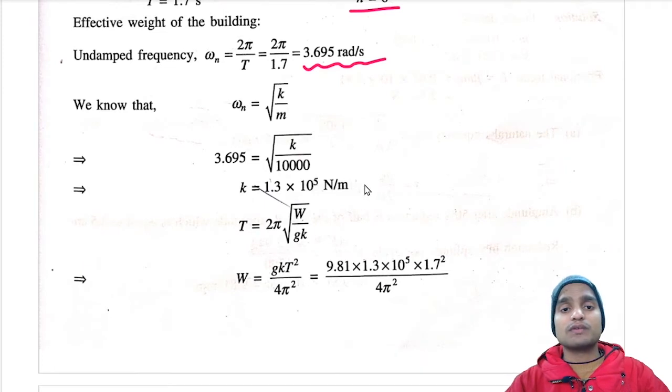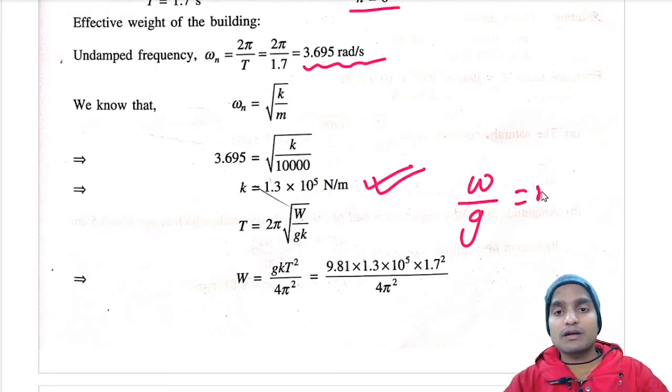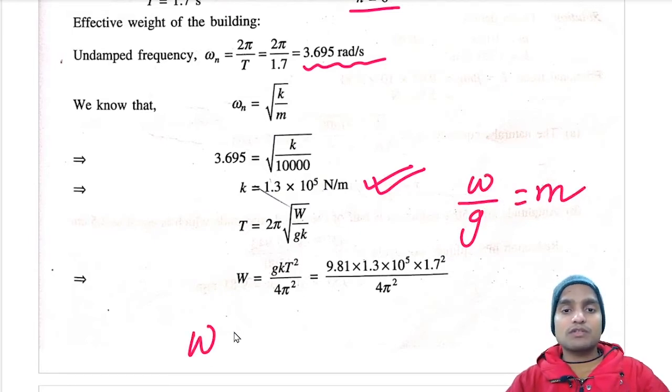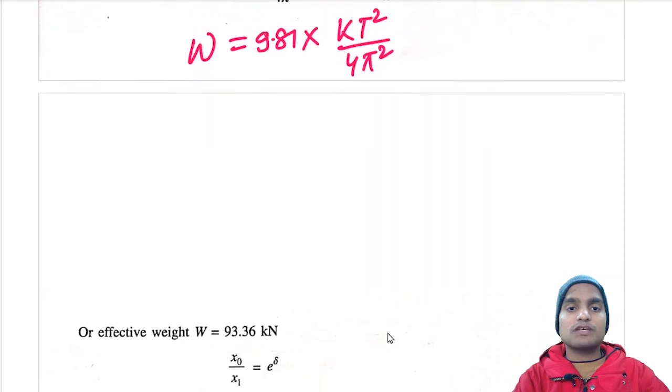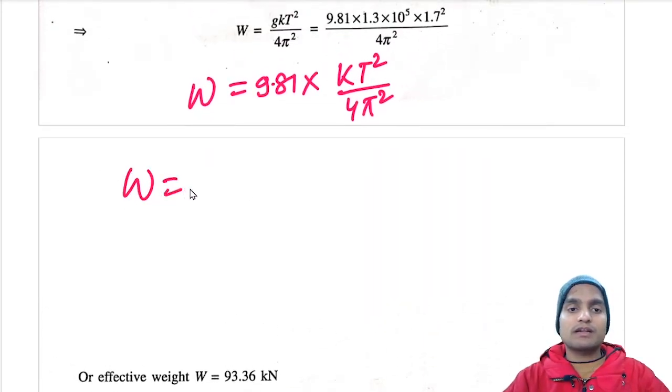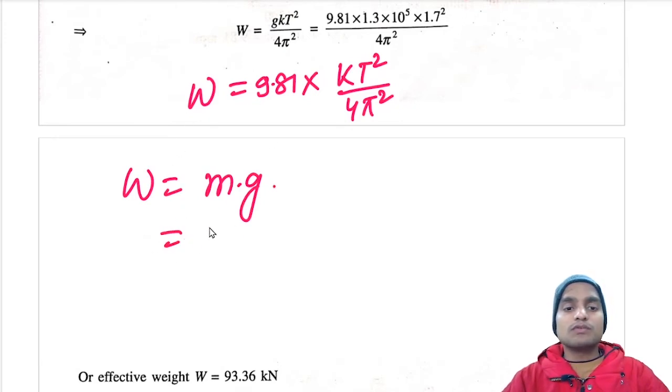K is equal to 1.3 into 10 to the power 5 Newton per meter, and T can be written as T equal to 2 pi into root under W by gK. Here W by g is nothing but the mass. So we can calculate W, which is equal to 9.81 into K T square by 4 pi square. But this value will remain almost the same. Either we calculate effective weight directly as mass into g, mg, nothing different, and it will be equal to what?